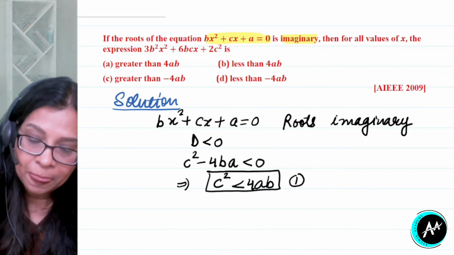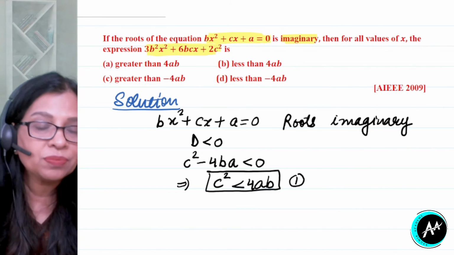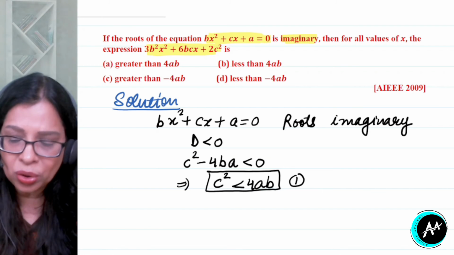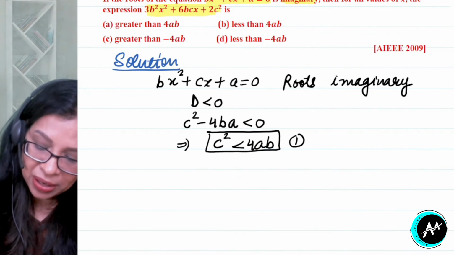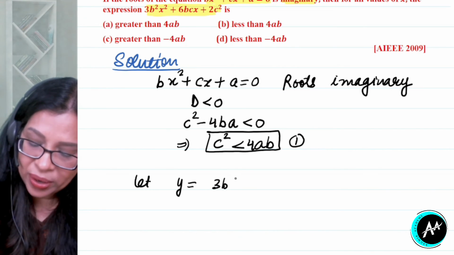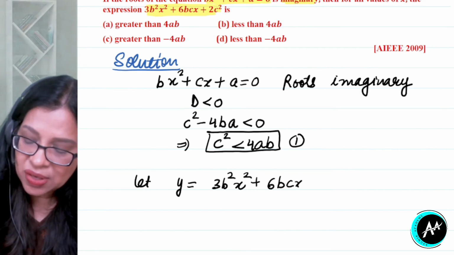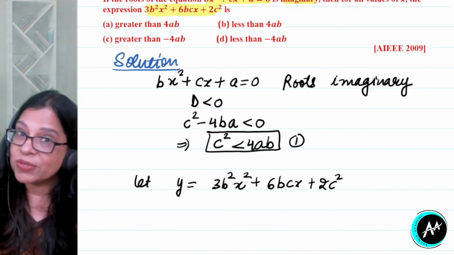Now what is it? Now they are talking about this quadratic expression. We have to say what we can conclude about it. Let me denote this second quadratic expression by y. Alright. So let me write, let y be equal to 3b square x square plus 6bcx and plus 2c square. Now observe one thing.